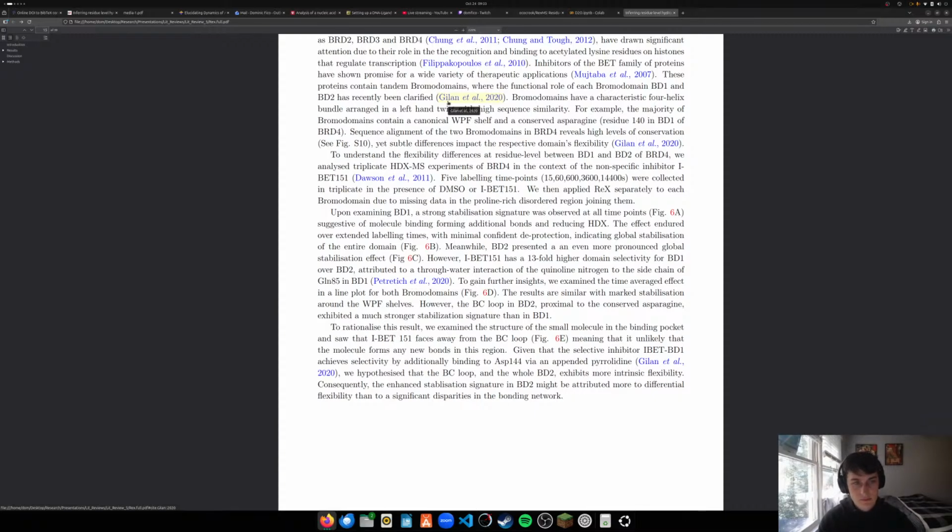Strong stabilization signal time point suggesting the molecule binding, forming additional bonds, reducing HDX. The effect endured over extended labeling times with minimal confidence, indicating global stabilization. Presented a more pronounced global stabilization. So to rationalize these results, we examine the structure of the small molecule in the binding pocket, meaning that it unlikely formed any bonds in the region given this selective inhibitor.